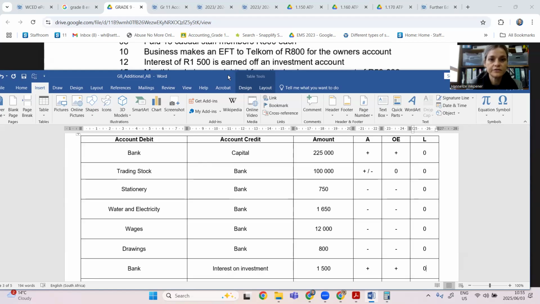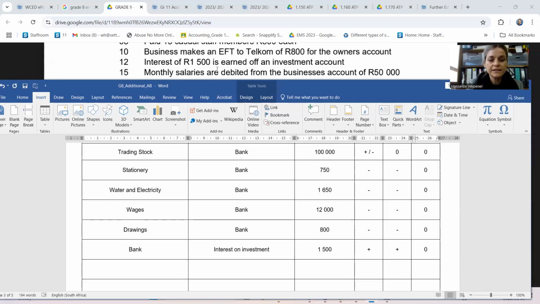Then on the 15th, monthly salaries are debited from the business's bank account. So in other words, you now paid your salaried employees. So you made a payment, therefore you have less money. You now have more of the salary expense. So salaries gets the debit because expenses increase on the debit side. We credit bank because we have less of that asset, and the amount is 50,000. So I have less assets, I have less profits going to the owner, and no liabilities affected there either.